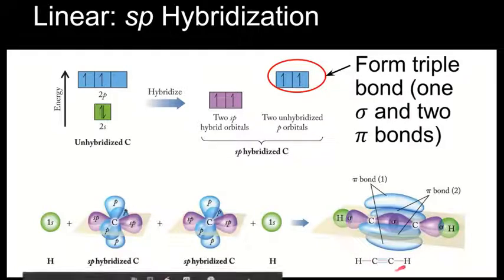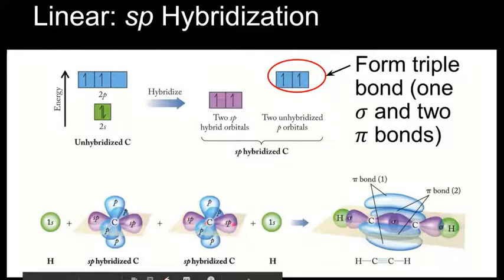So now we're going to make this down here where you have hydrogen bonded to carbon, which is then triple bonded to carbon, and then a single bond to hydrogen on the other side. So right here we have carbon that's sp hybridized, which means you took one of the s's and one of the p's and you made these two. And then there's this one p orbital that goes up and down, and then the p that goes in and out. So those are your atomic orbitals left over.